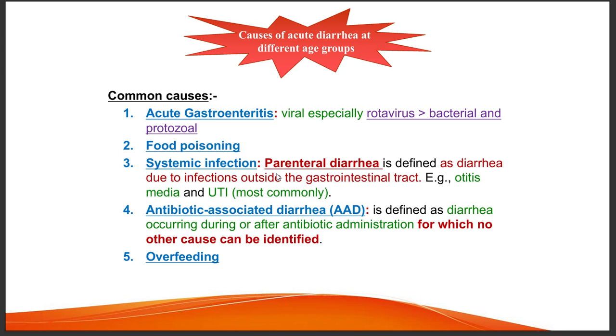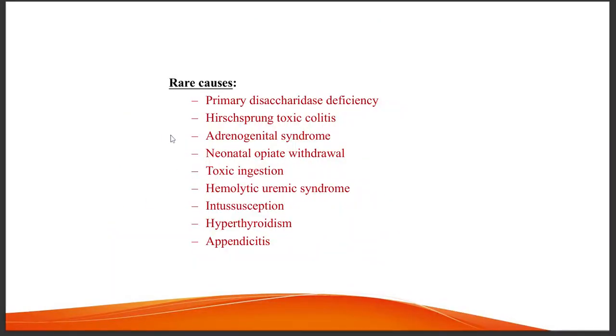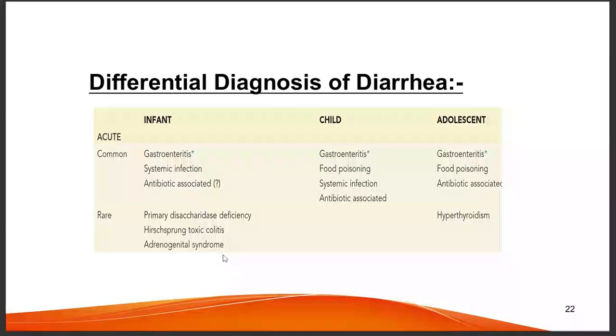Systemic infections, for example, otitis media, even UTIs can cause this. Antibiotic associated diarrhea also because of Clostridium difficile. Even overfeeding can cause diarrhea. Those are the common causes of diarrhea. The rare causes include primary disaccharidase deficiency, Hirschsprung's toxic colitis, adrenogenital syndrome, neonatal opiate withdrawal, toxic ingestion, hemolytic uremic syndrome, hyperthyroidism, appendicitis, and such.